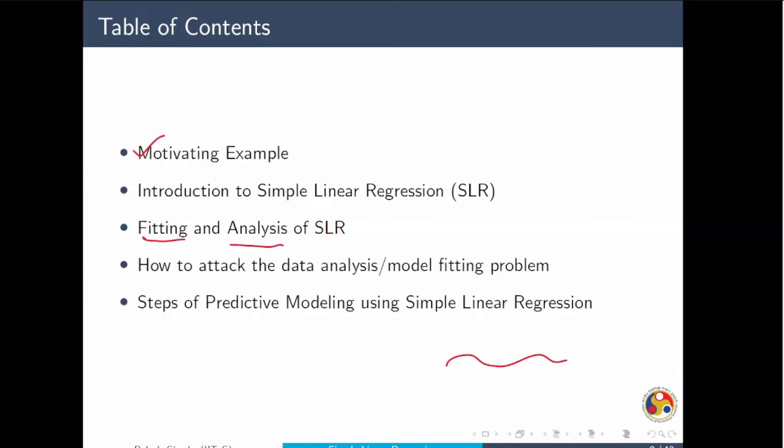Then I'll generally talk about how to approach the data analysis and model fitting problem. Remember, you have data, you have a basic science problem, and there is a research question behind that. You are having one particular model that I am talking about, the simple linear regression model. But the model is not important. What is important is the basic research question that you are going to answer.